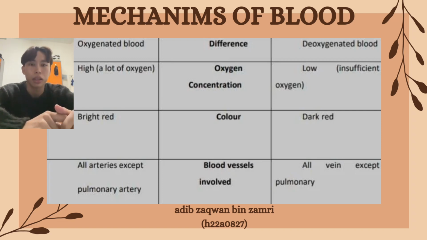Then the deoxygenated blood is dark red. And the last is blood vessels involved. The oxygenated blood has all arteries except the pulmonary artery. Then the deoxygenated blood has all veins except the pulmonary.